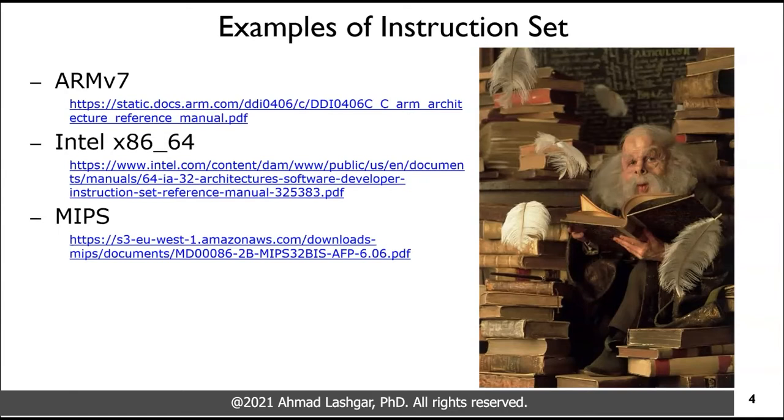Here are some example instruction sets for you to look up. ARM v7 is the instruction set used by processors of almost all smartphones. Intel x86-64 is the instruction set used by desktops, laptops, and supercomputers. MIPS is the instruction set used by network processors for filtering the network traffic. In this course, we learn MIPS as a representative of instruction sets, and we learn how to communicate with hardware using MIPS syntax.